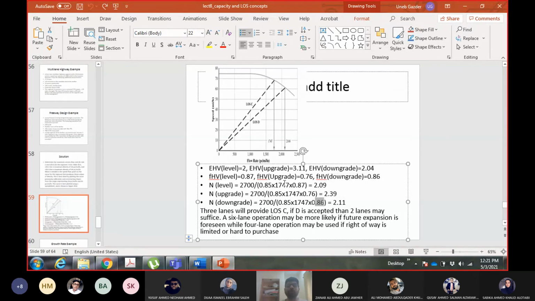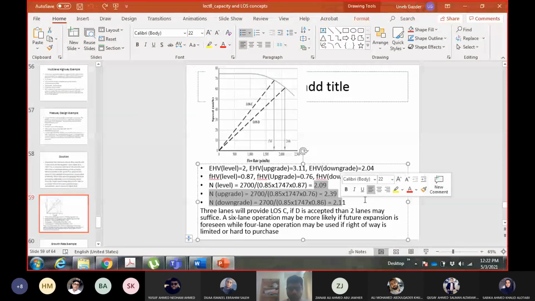Now you can see in each case I am getting the number of lanes slightly more than 2: 2.09, 2.39, 2.1. These values are very close to 2. So if you provide two lanes, then you may end up having level of service D. How can you know that? Put n equals 2 here and see how much maximum service flow rate you are getting. Put n as 2 here and recalculate this value.